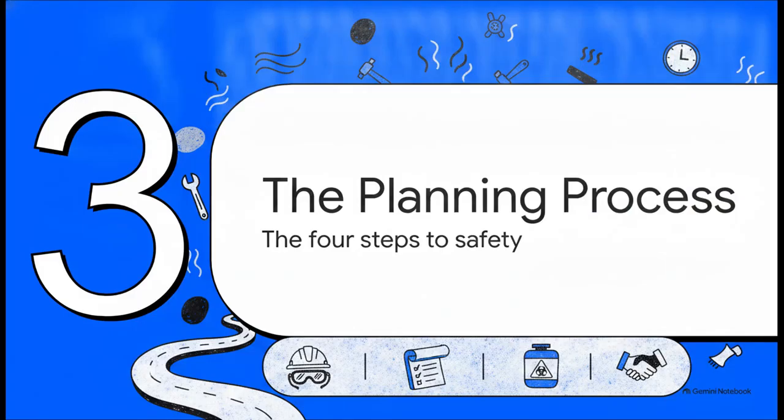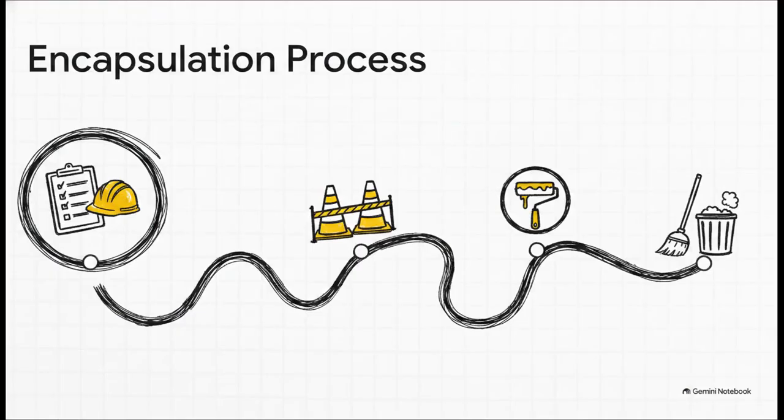All right, Section 3, the planning process. Let's look at the official industry standard workflow for this. When it comes to encapsulating non-friable asbestos, there is a distinct 4-step process you have to follow. Step 1 is planning and preparation. Step 2 is defining and preparing the work area. Step 3 is the actual encapsulation itself, and Step 4 is the site cleanup.